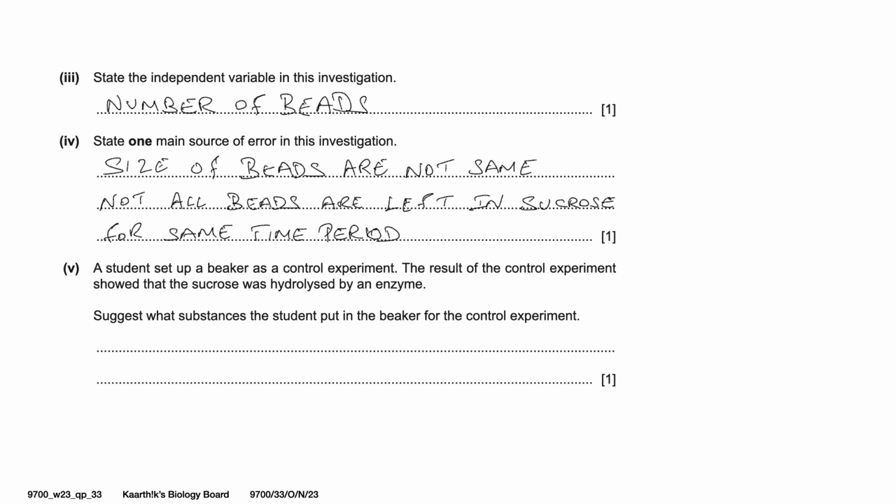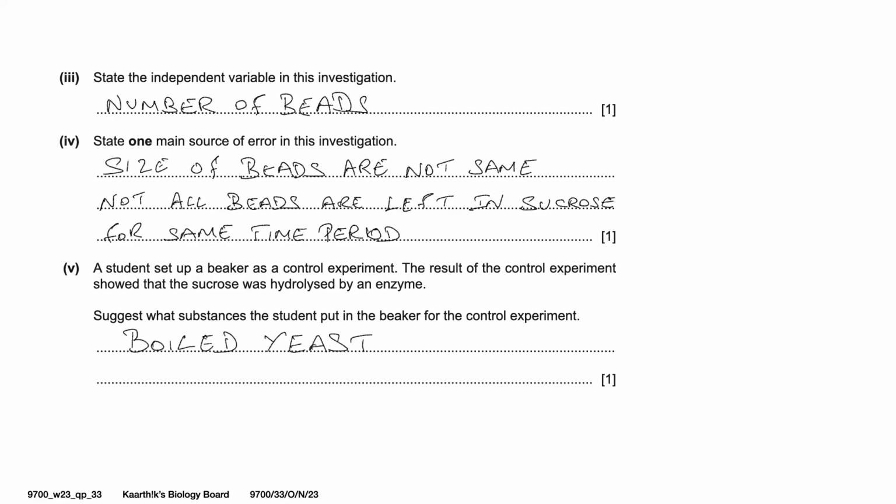Now moving on to question 5. A student set up a beaker as a control experiment. The result of the control experiment showed that the sucrose was hydrolyzed by an enzyme. Suggest what substance the student put in the beaker for the control experiment.